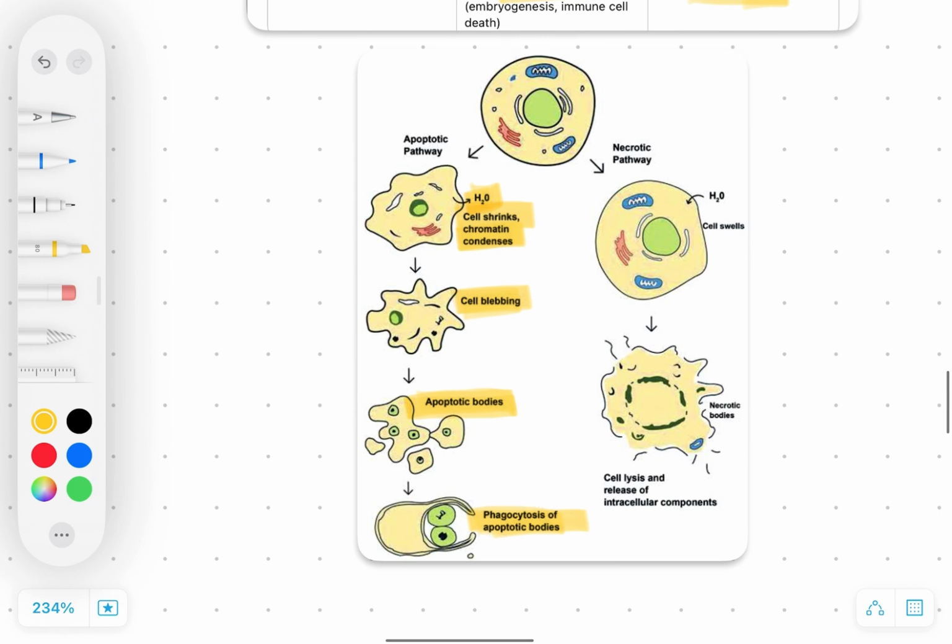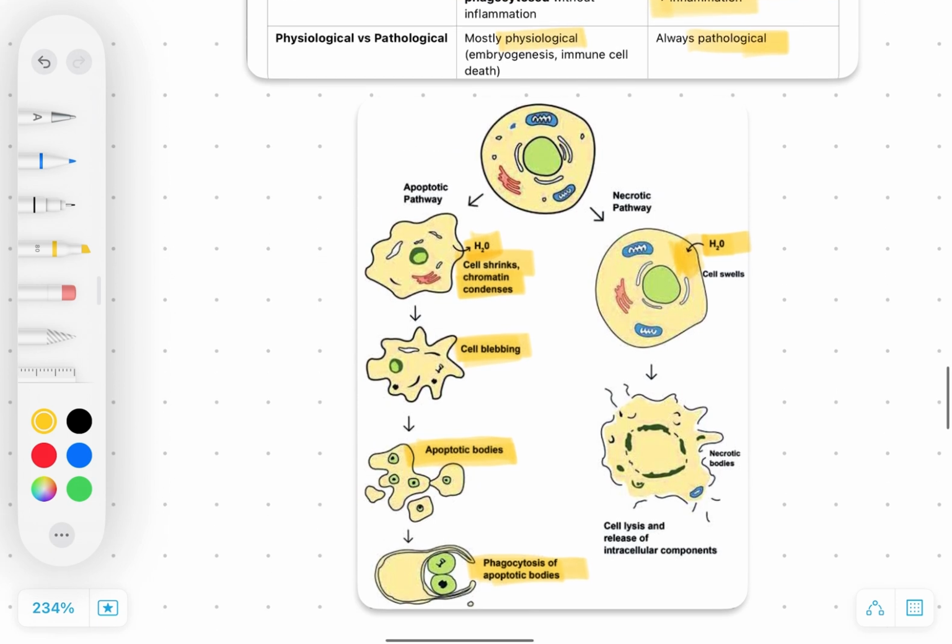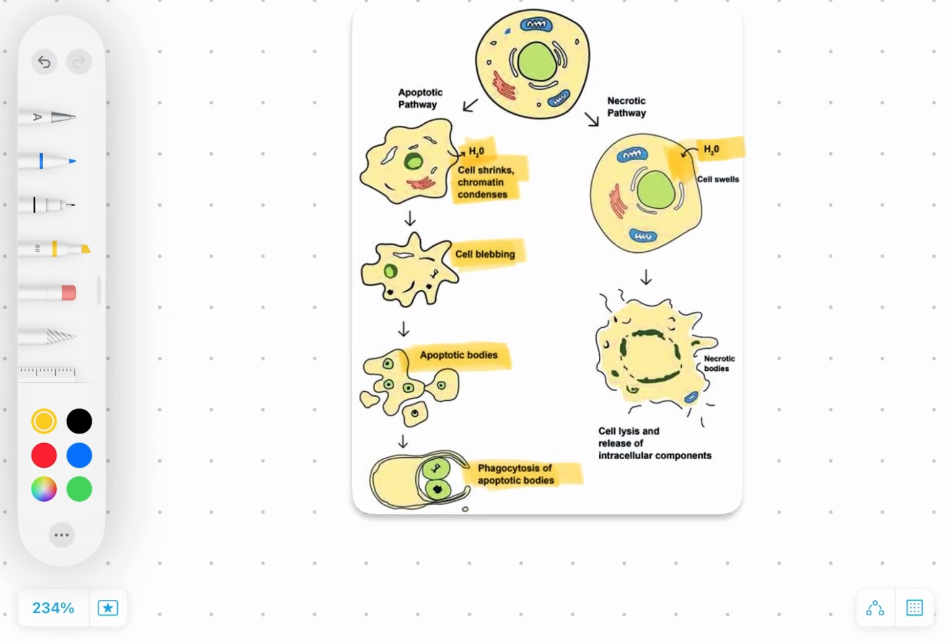Next, in necrosis, there will be cell swelling. Water will be drawn into the cell, and the membrane will not be intact as seen in the apoptotic pathway. Here we can see the membrane is intact, but it is being fragmented. Here in necrosis the membrane is actually not intact. This leads to formation of necrotic bodies, finally cell lysis and release of the intracellular components, which causes inflammation.